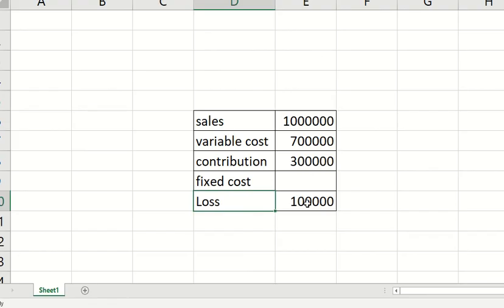So 3 lakh we have, 1 lakh we have. So what is your fixed cost, which is 4 lakhs. Okay, how do you get this? Basically, contribution is equal to fixed cost plus loss. So the unknown figure here was fixed cost, so it will be contribution plus loss. So 3 plus 1, which is 4 lakh.